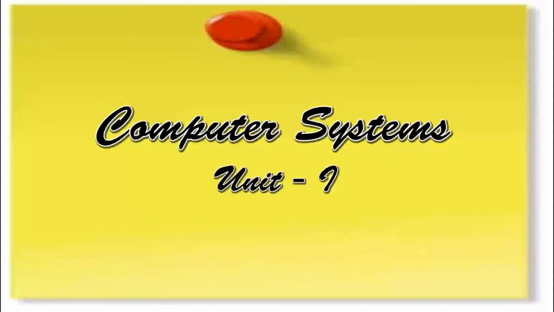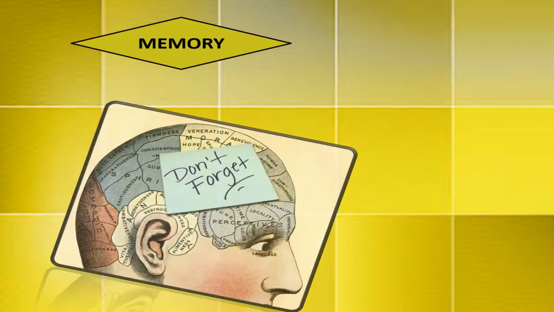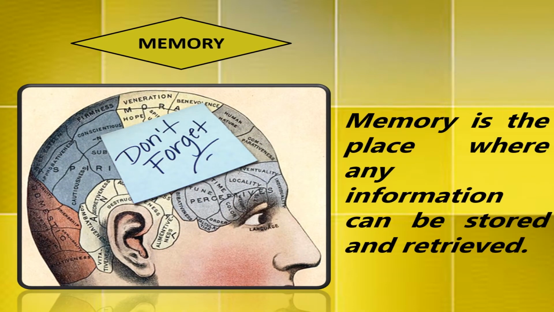In the previous lectures, we studied about computers, their components, and the hardware. Now we come to the next important part of computers, that is memory. For the human brain, memory is a concept in which information can be stored and retrieved.